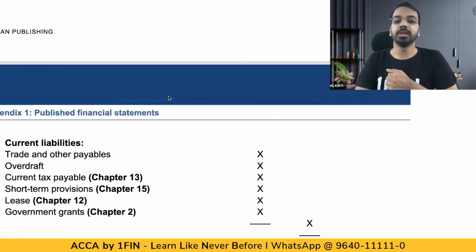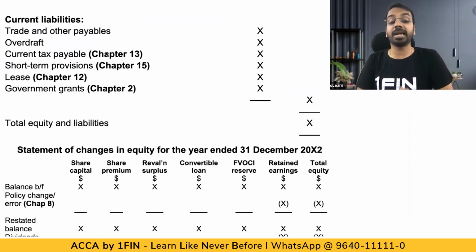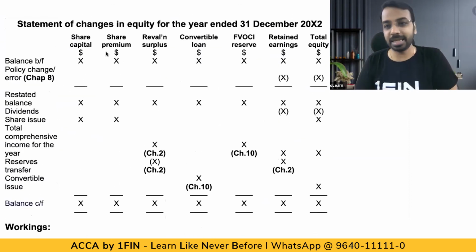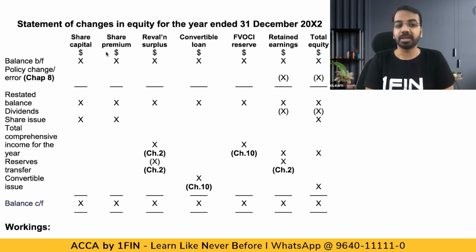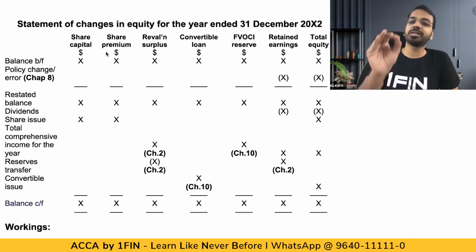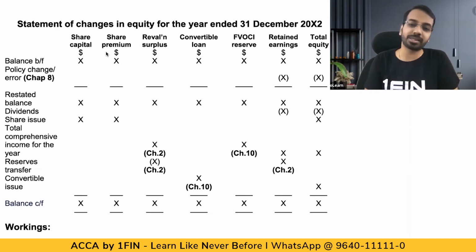Okay. Then there is something called a statement of changes in equity. Now this basically tells us, whatever is your opening capital balance, share capital, securities premium, revaluation surplus, retained earnings, all this, what is the opening balance? What is the closing balance? What is the opening balance? What is the closing balance? And what is the movement in that is explained by this statement.